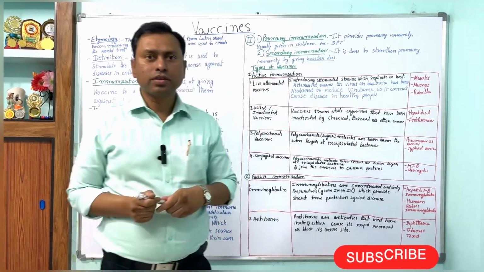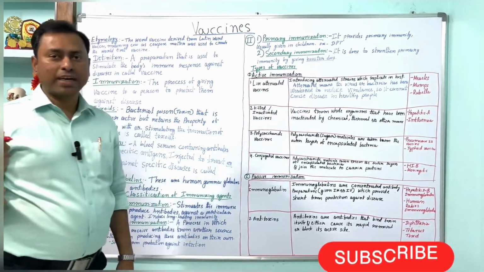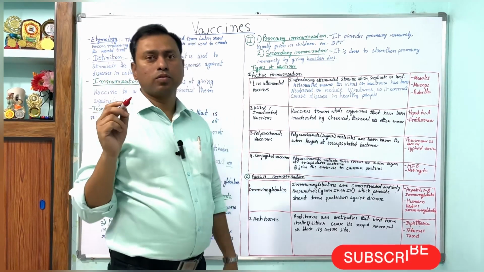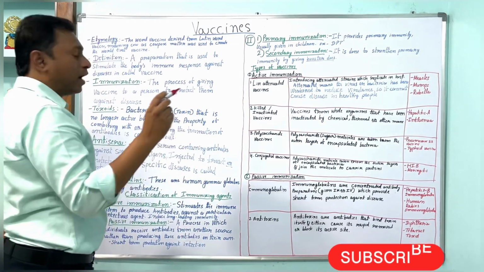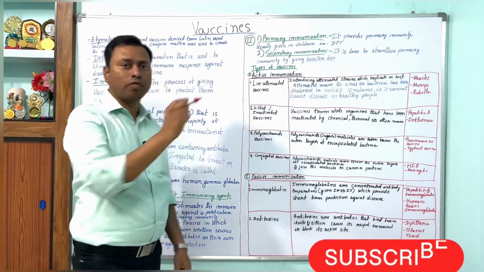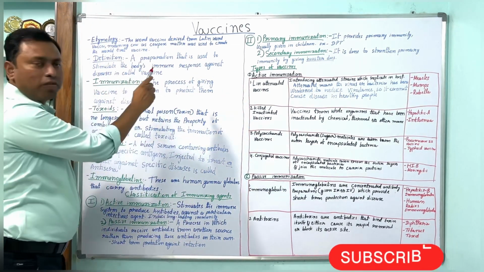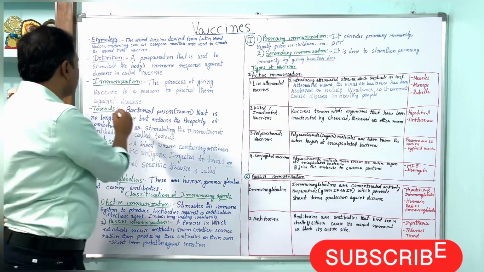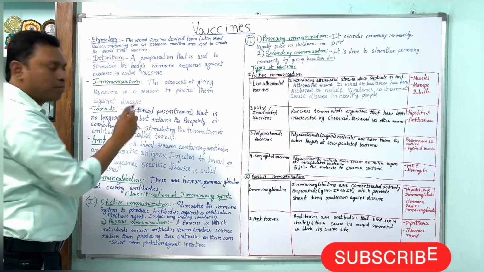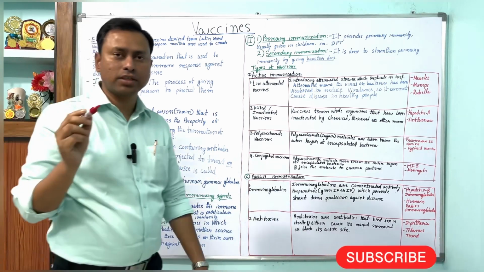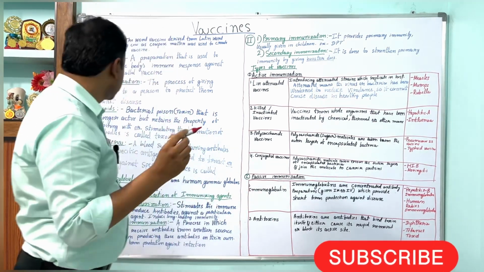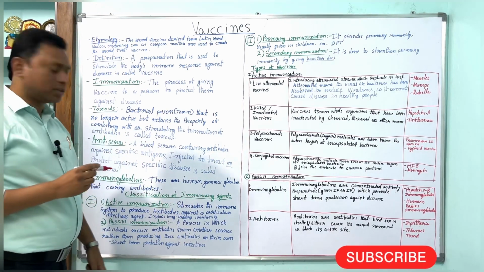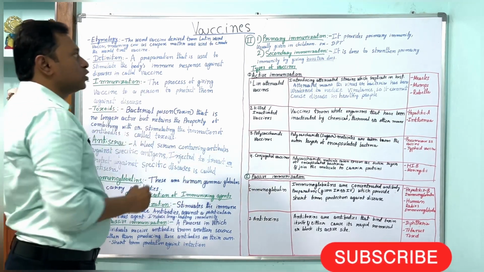Today we'll study about vaccines. In today's class: the definition of vaccine, the etymology of vaccine, what is immunization, what is toxoid, and the common terms used to know the vaccines, that is the toxoids, antisera, and immunoglobulins. Okay, this much you study.